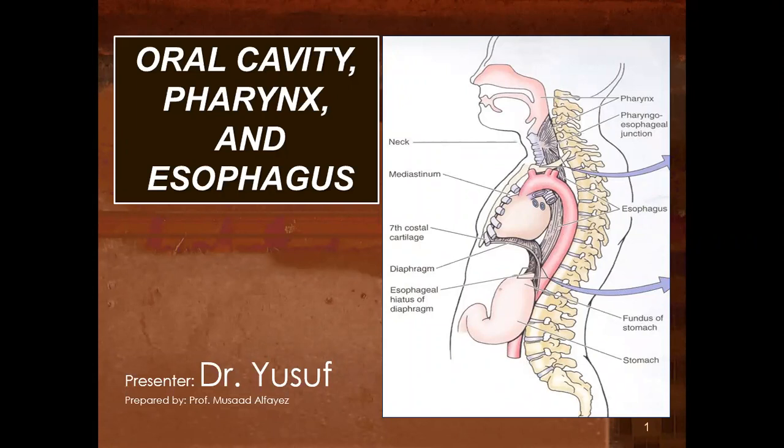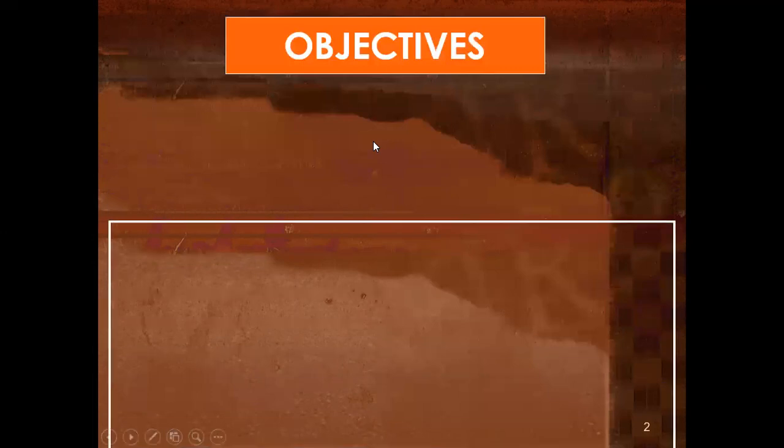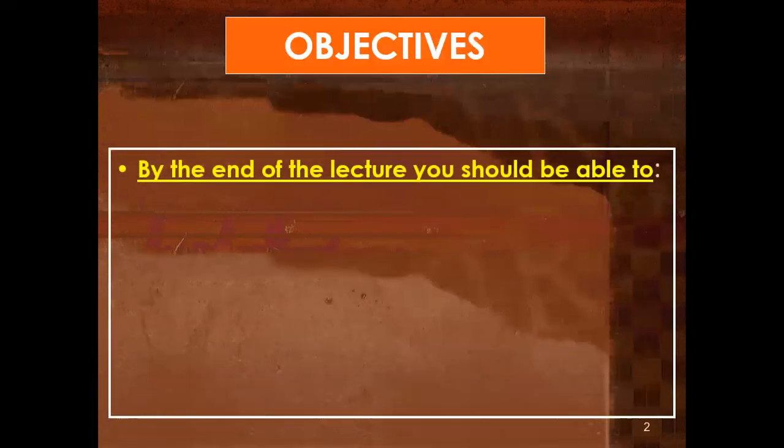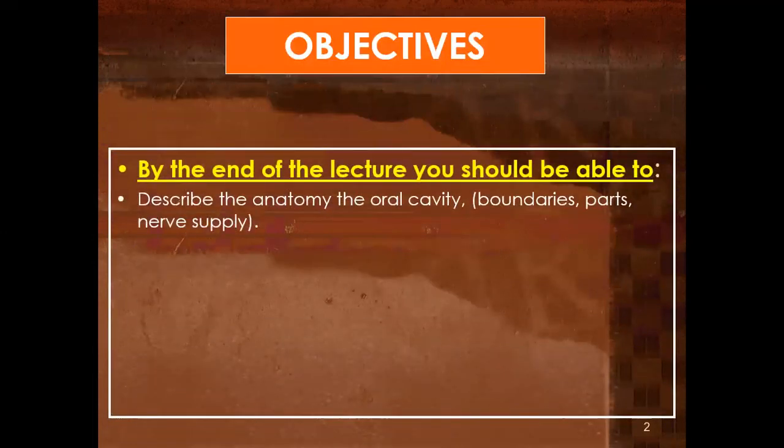In today's class, we'll discuss one more important topic of the GIT, that is the oral cavity, the pharynx, as well as the esophagus. These are the three topics we'll cover: oral cavity, pharynx, as well as the esophagus. These are the specific objectives related to this topic.